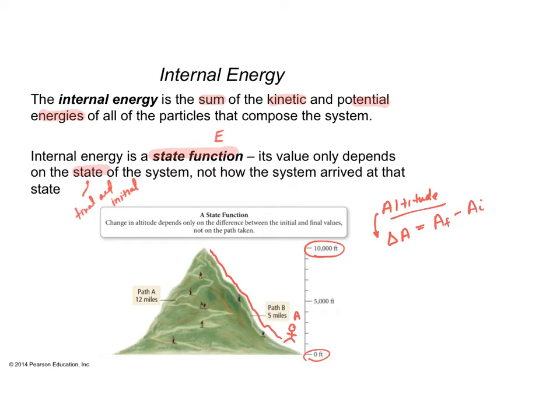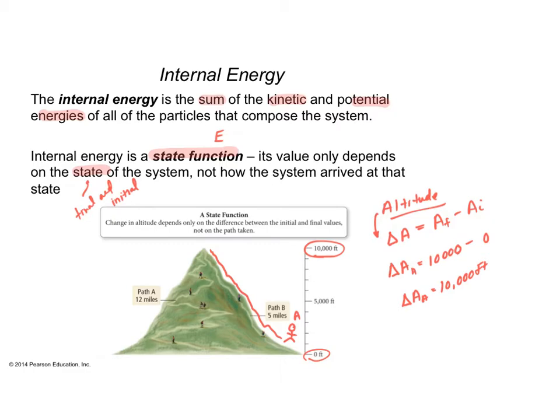What is the change in altitude for hiker A? How would we calculate that? Probably should use numbers. What is the final altitude of hiker A? 10,000 feet, right? So 10,000 minus the initial altitude, very simple, 0. So overall, the change in altitude for hiker A is 10,000 feet. No big deal, right?